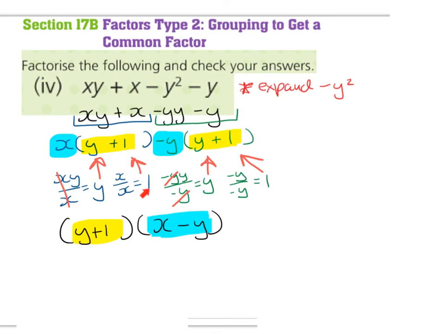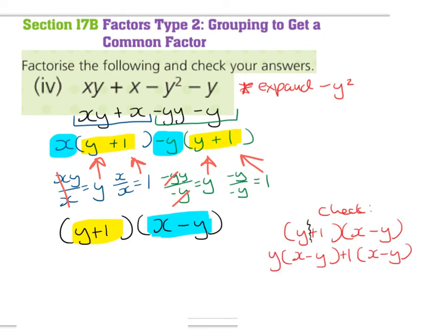So we're going to check if our answer is correct. We're going to multiply out these brackets and hopefully get back to what we started with. So we have y plus 1 times x minus y. So we crack open the first egg. We bring down the y, we stick on the second egg, which is x minus y. We bring down the plus 1, we stick on the second egg, which again is x minus y. Next, we multiply out the brackets.